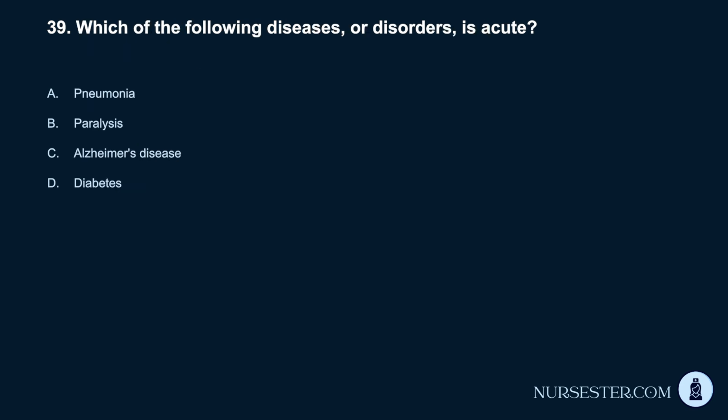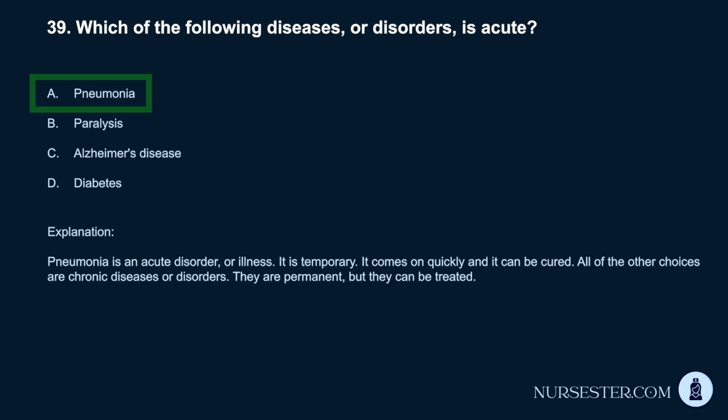39. Which of the following diseases or disorders is acute? A. Pneumonia. B. Paralysis. C. Alzheimer's disease. D. Diabetes. Correct answer, A. Pneumonia. Pneumonia is an acute disorder or illness. It is temporary. It comes on quickly and it can be cured. All of the other choices are chronic diseases or disorders. They are permanent, but they can be treated.